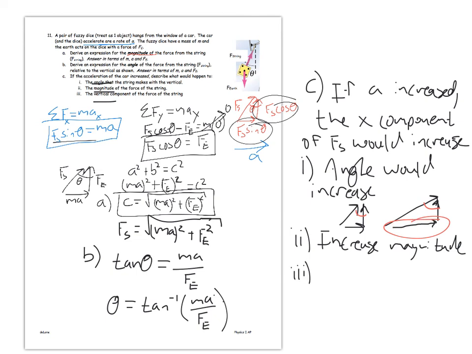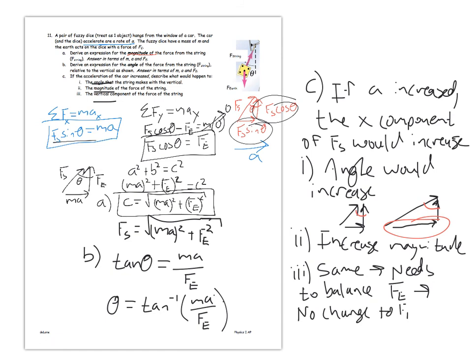Lastly, we're asked how the vertical component of the force of the string would change, and the answer is that it would be the same. In both cases, that vertical component needs to balance the force of the Earth, and we see that here with this equation that we derived. But what that means is there's no change to Fe, so that y component is the same.